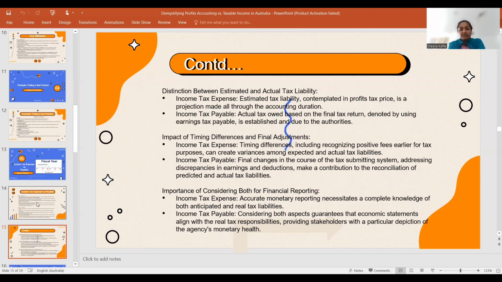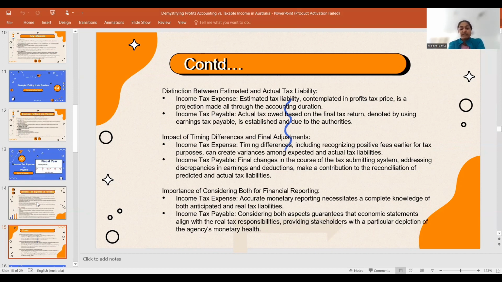Impact of timing difference and financial adjustment. Income tax expense: timing differences, such as recognizing certain expenses earlier for tax purposes, can create variances between expected and actual tax liabilities. Income tax payable: final changes during the tax filing process, addressing discrepancies in income and deductions, contribute to the reconciliation of predicted and actual tax liabilities.